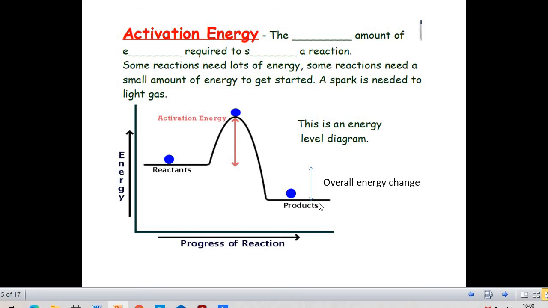So if you're looking at this energy level diagram, energy is going up here, and that's the progress of the reaction. So the reactants are what we start with. There's particles there. They have to overcome this hump here. They have to get enough energy to overcome the activation energy before they can become the products. So bonds have to break in the reactants, and then they're remade to make the products. This will become clearer as we go on, I'm hoping.